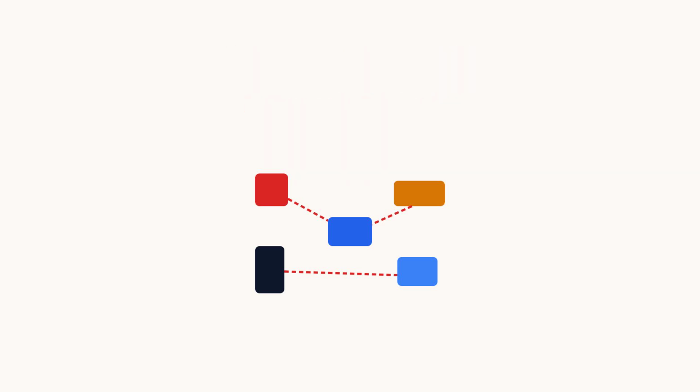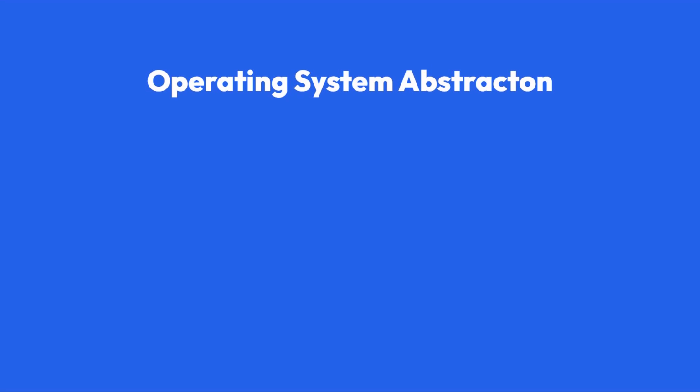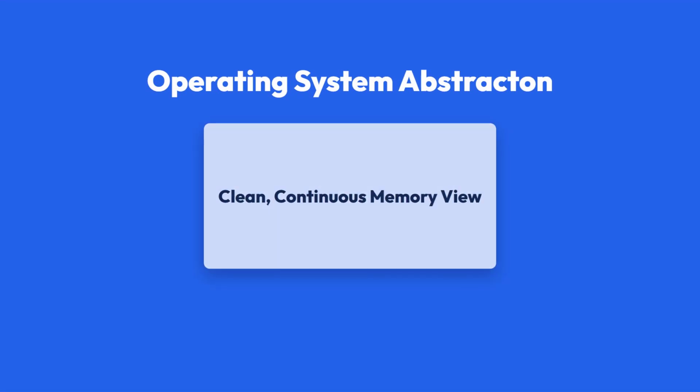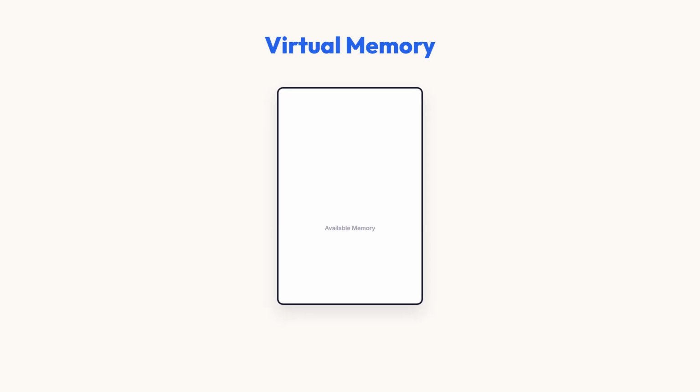So what does the operating system do? It hides all of this complexity. Instead, it gives each program a clean, simple view, almost like an illusion. This illusion is called virtual memory. So from the program's point of view, it just feels like, I have my own memory. Starting from 0, going all the way up, nice and continuous. This is what we call the virtual address space.